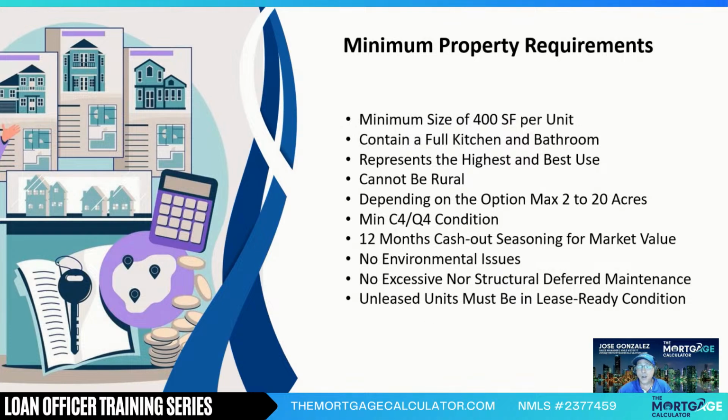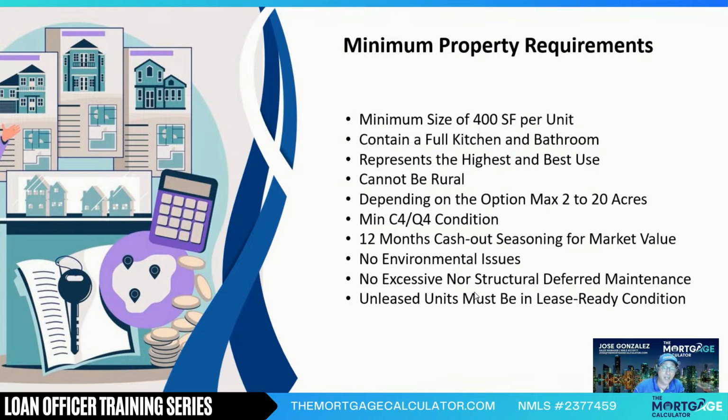So what are our minimum property requirements? Well, minimum property requirements, you're looking at a minimum size of 400 square feet per unit, right? So that's not that big. Now, here's a really important note. Each unit has to have a full kitchen and bathroom.